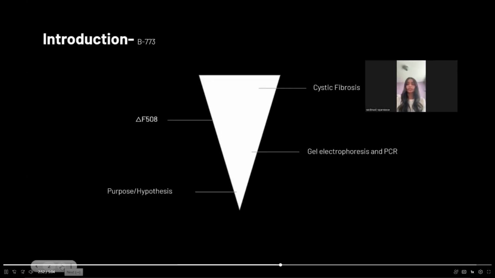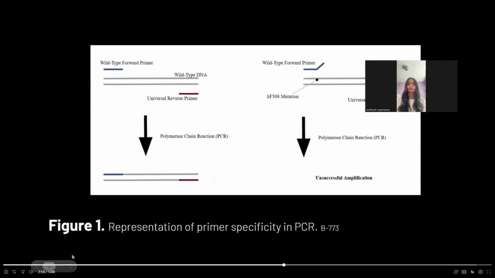And then for the hypothesis, our next figure represents the hypothesis, where the purpose of this figure is to represent a mechanism of our hypothesis. So if we use a wild-type forward primer on wild-type DNA, the base pairs will align accordingly, and it will amplify, creating a PCR product that we will later be able to see in gel electrophoresis.